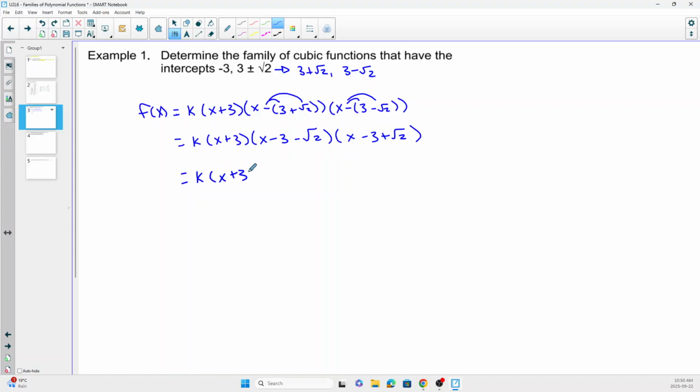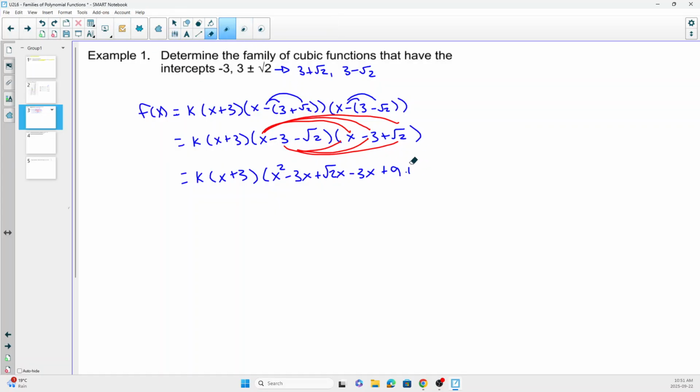let's do our expanding. I'm going to do x times x, x times -3, x times positive √2. So x times x is x squared. X times -3 is -3x. X times positive √2 is √2x. And then I've got to do the same with my -3 terms. So -3 times x is -3x. -3 times -3 is +9. -3 times positive √2 is -3√2.